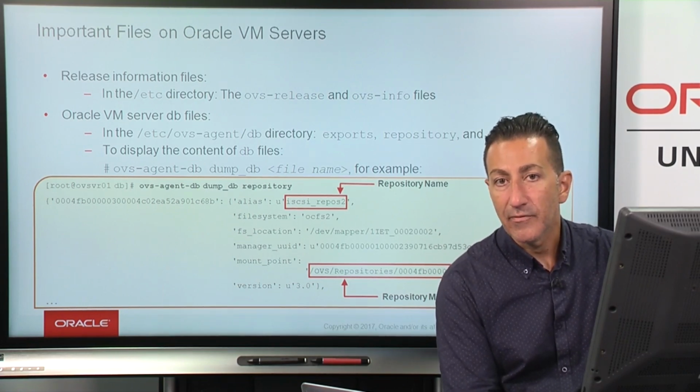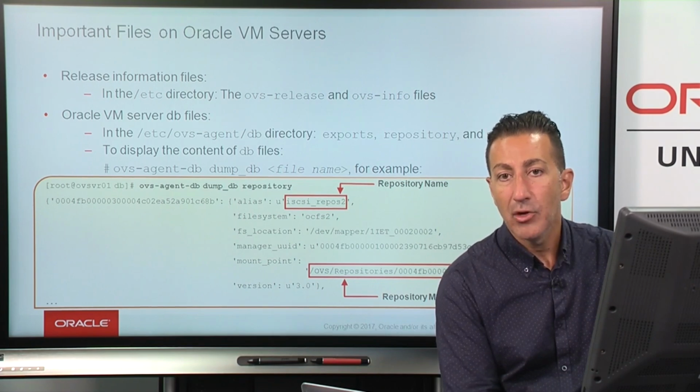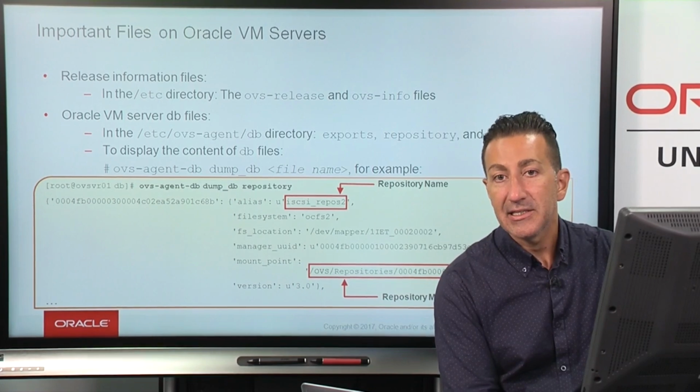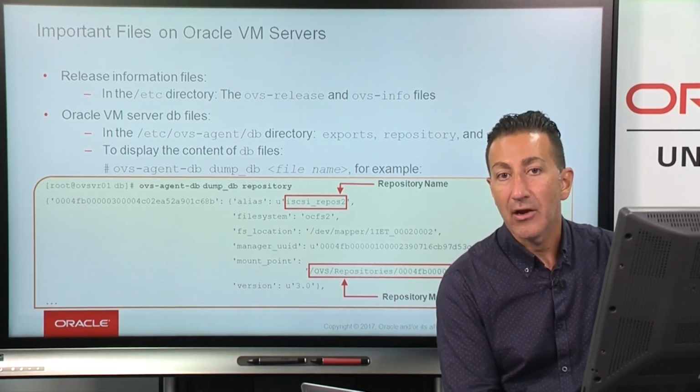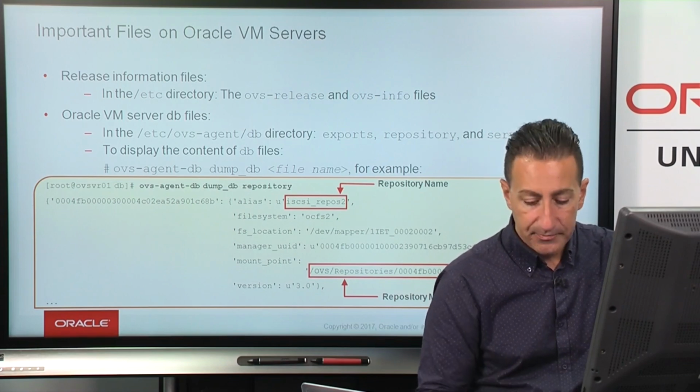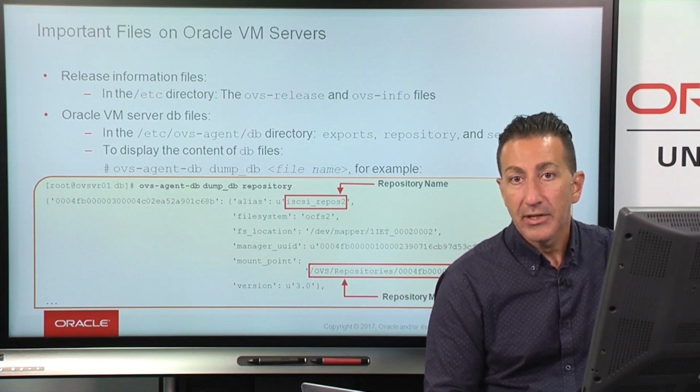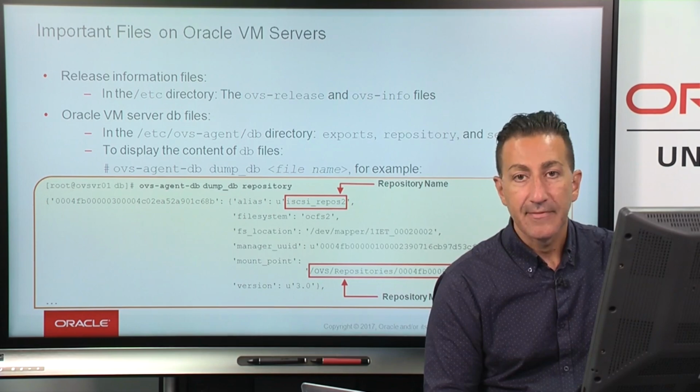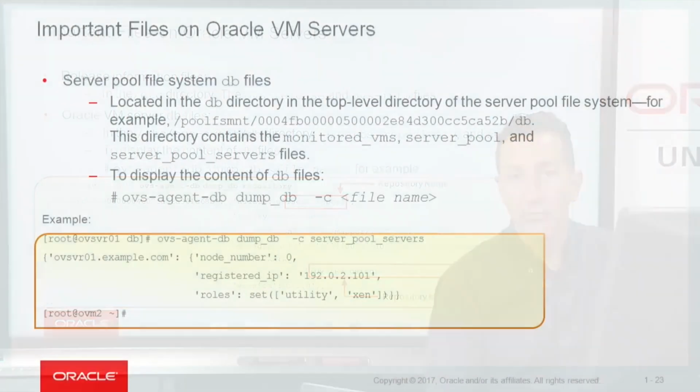It helps you to get information about, for example, the repository name, which is the mount point, the version, which is the file system or the device that is associated, and which kind of file system is used, OCFS2 or NFS, and so on. The same goes for export and for the server. You get a human readable output.